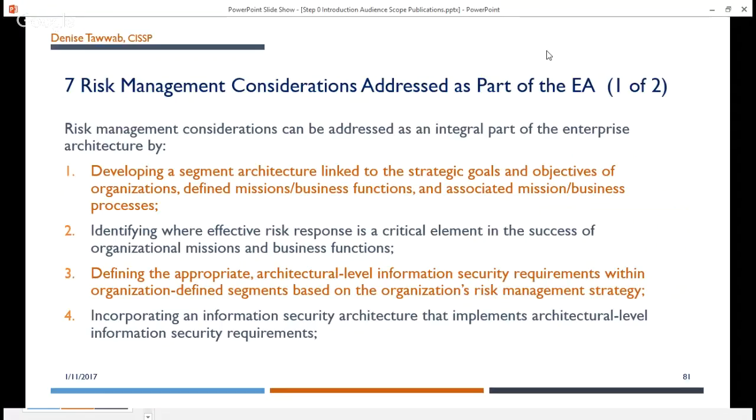So, 7 risk management considerations addressed as part of the enterprise architecture. Here are things you can address: 1, developing a segment architecture linked to the strategic goals and objectives of organizations, mission, business functions, and business processes. 2, identifying where effective risk response is a critical element in the success of the business. 3, defining the appropriate architectural level information security requirements within segments based on the organization's risk management strategy. 4, incorporating an information security architecture that implements architectural level information security requirements.